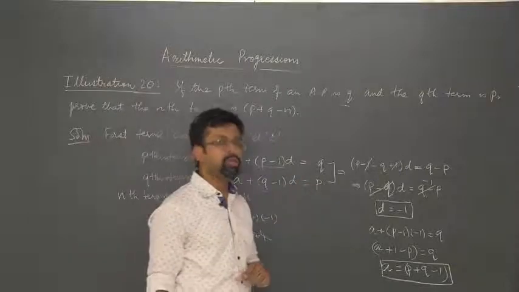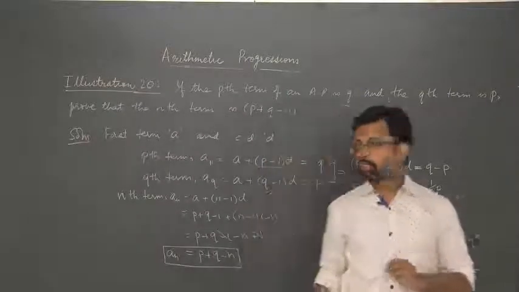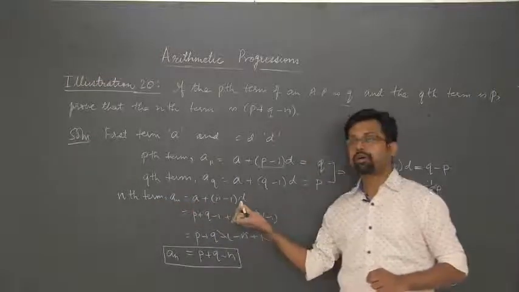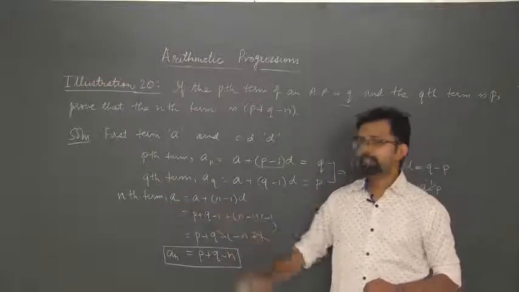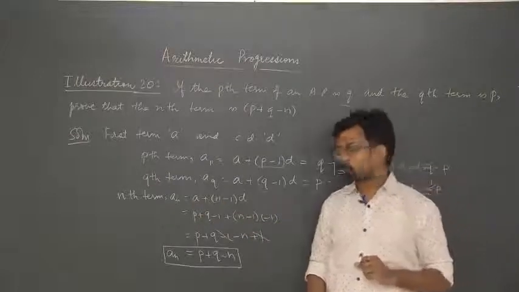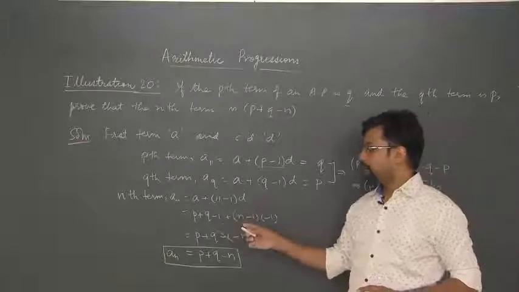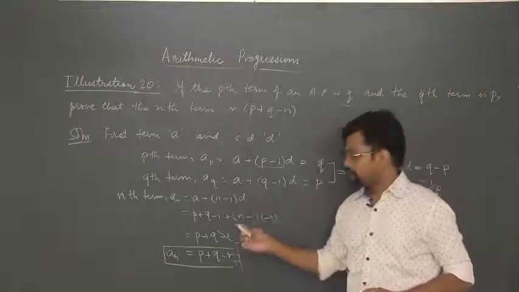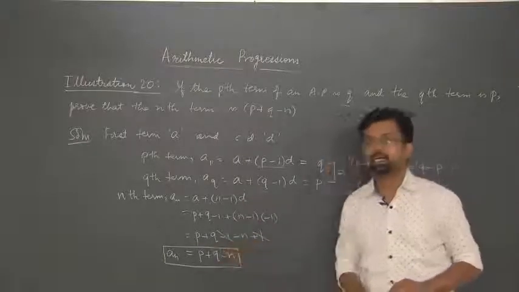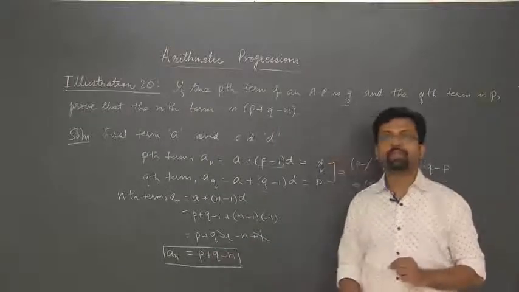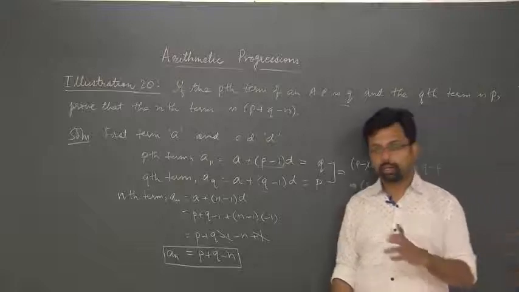Once we have both the values of a and d, it's very easy to find out the nth term given the first term and the common difference. So an will be a plus n minus 1 into d. a was p plus q minus 1, n minus 1, and d was minus 1. You simplify it, and what you obtain is the value of the nth term, and it comes out to be equal to p plus q minus n, which is what we had to find.